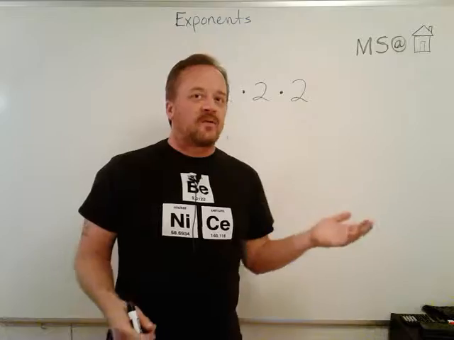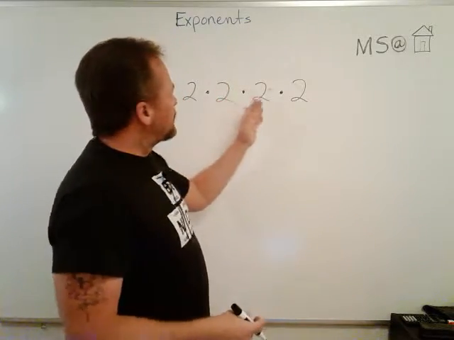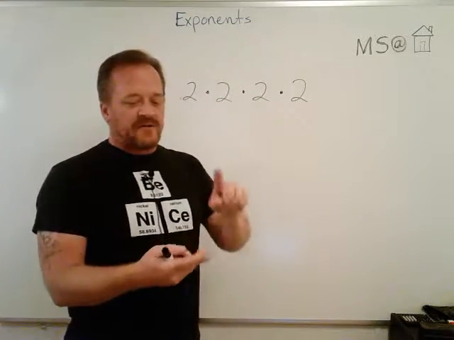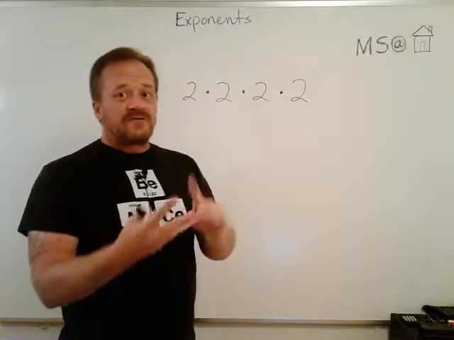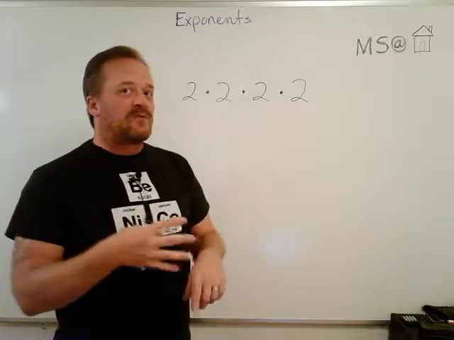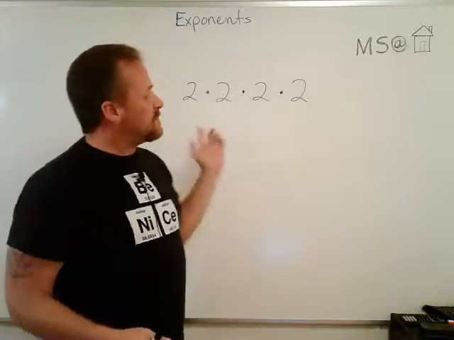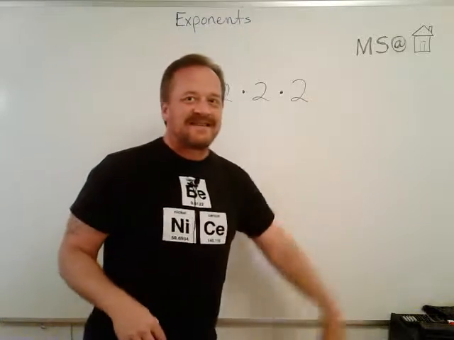If I read this left to right, I get 2 times 2 times 2 times 2. 2 times 2 is 4, 4 times 2 is 8, and 8 times 2 is 16. So 2 times 2 times 2 times 2 is 16.